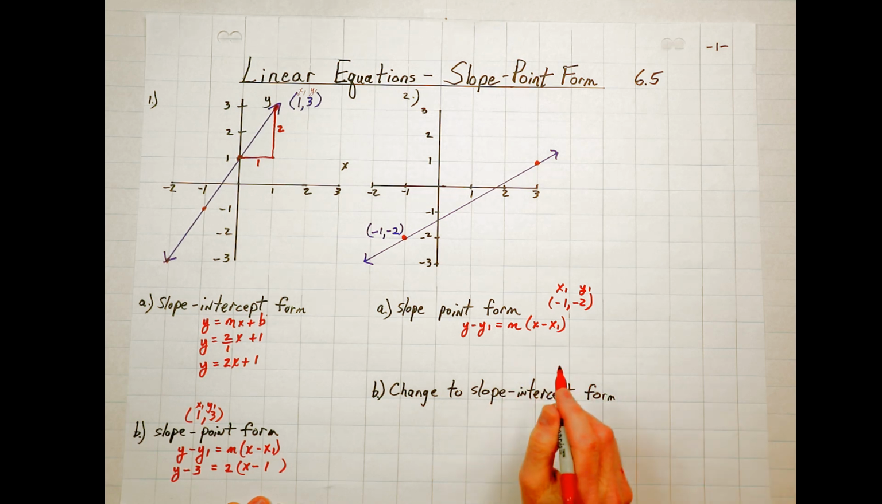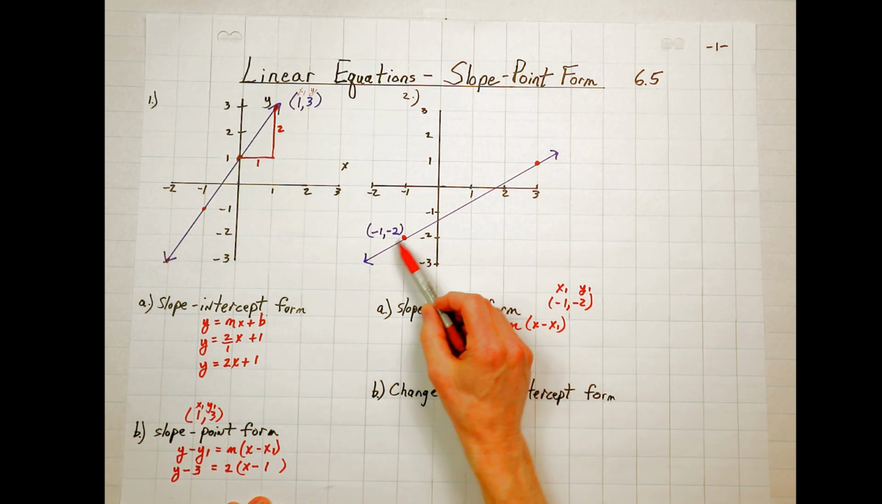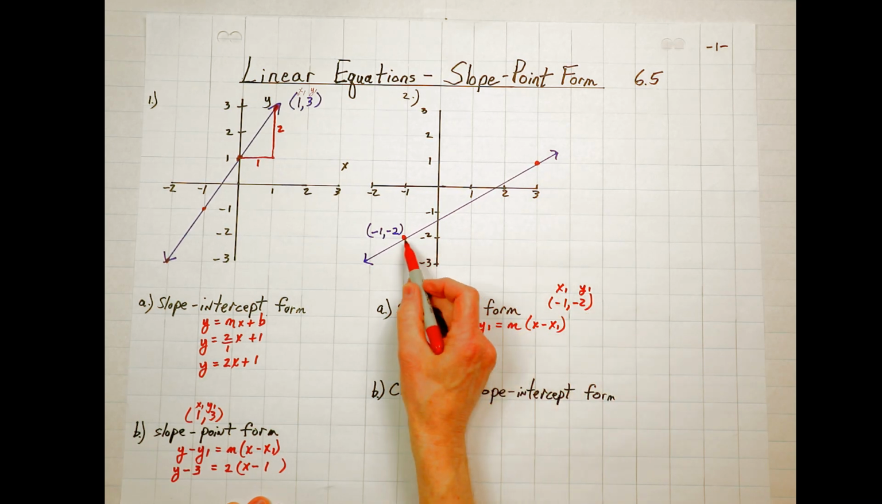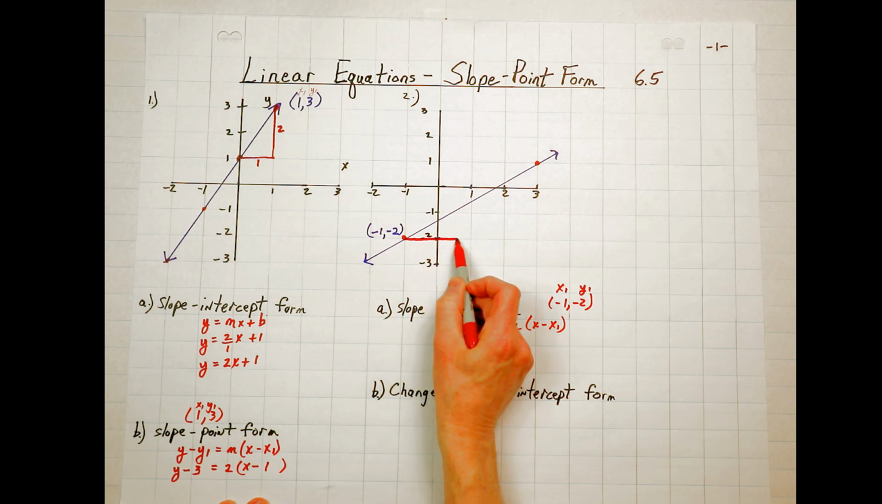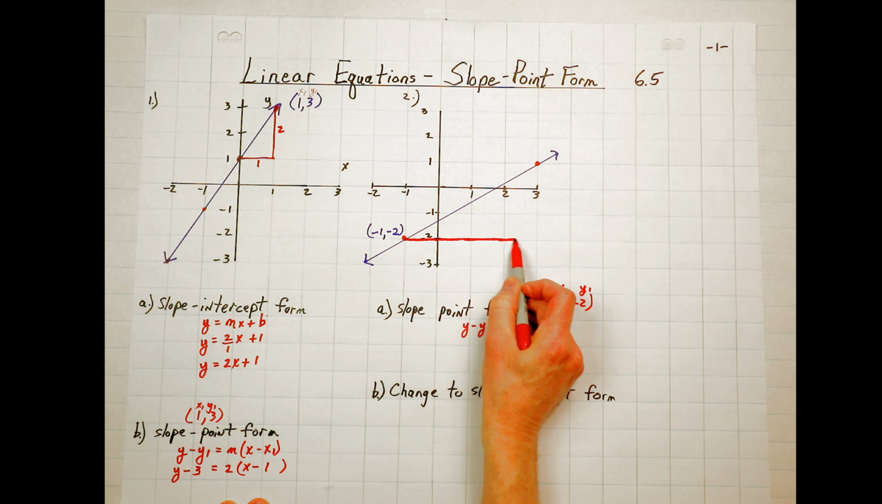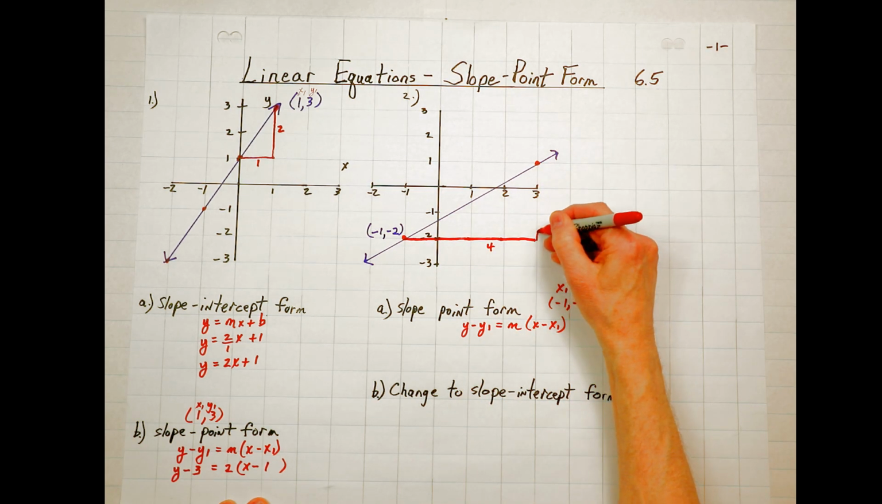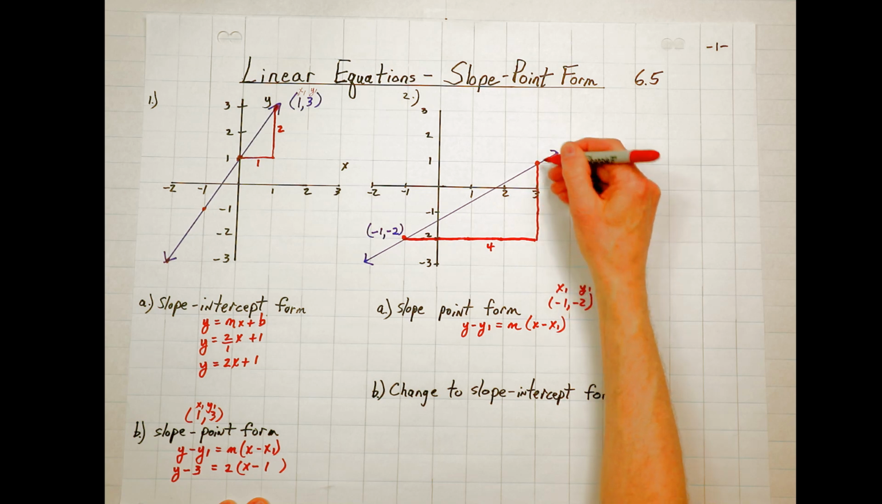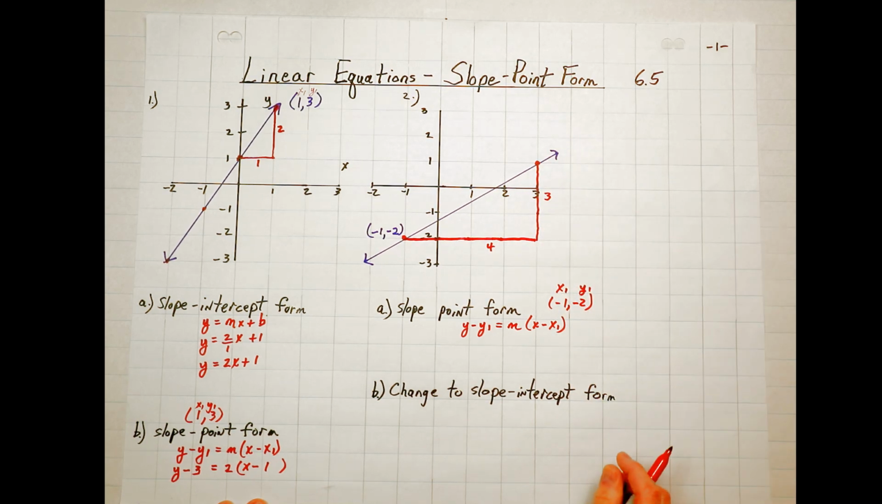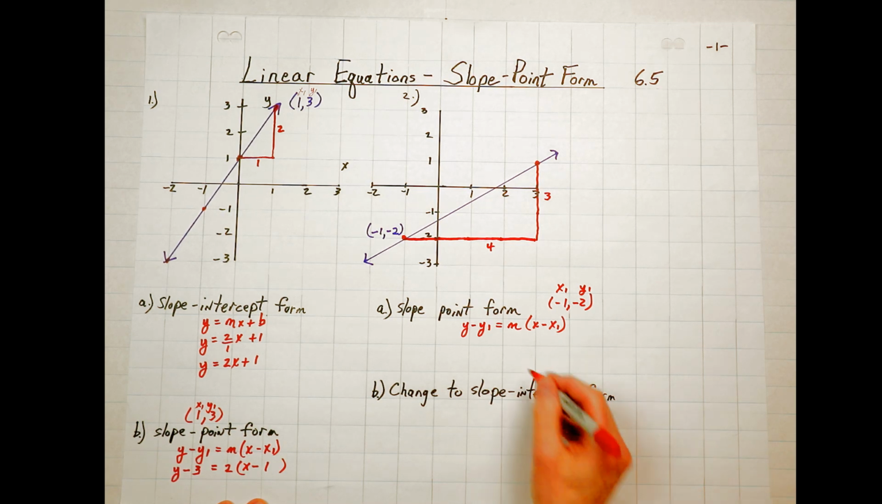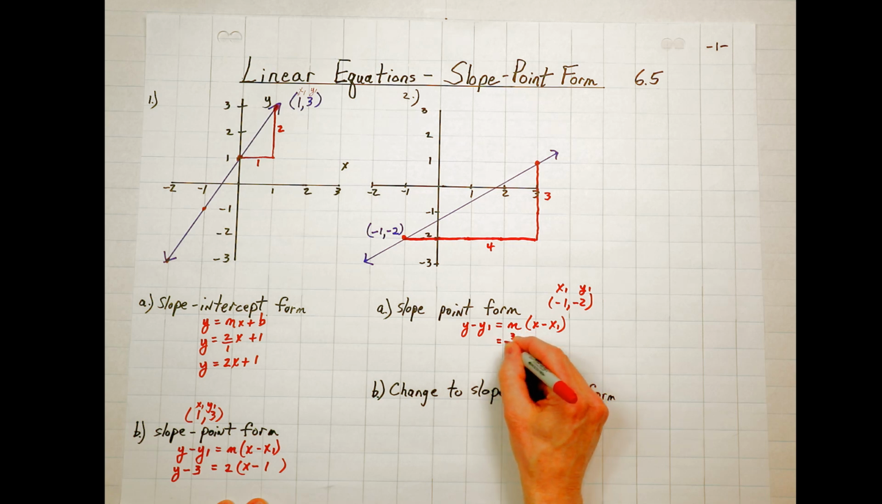Okay, let's figure out the slope here. The line is going up and to the right. So let's see what the run is here. It's going over 1, 2, 3, 4. So the run is 4. The rise is 1, 2, 3. So what's the slope? Rise over the run, change in y over change in x. The slope is 3 over 4.